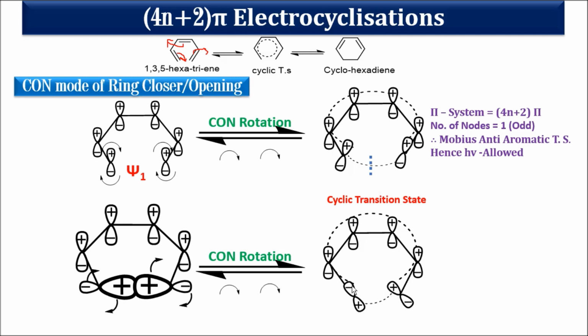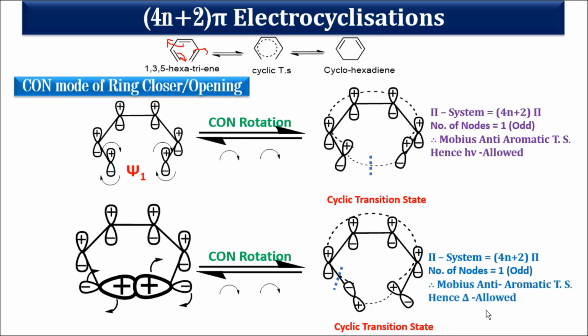Now you observe, this is a cyclic transition state. Now the system belongs to a 4n plus 2 pi system, and for the number of nodes, plus and minus are connected. Are you observing here, dots are there, so therefore the number of nodes is 1. So when one node is there, that is a Mobius system. In a Mobius system, if you have 4n plus 2 pi electrons, that is anti-aromatic, therefore it is photochemically allowed.